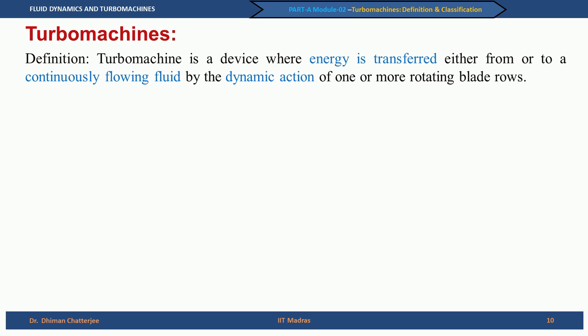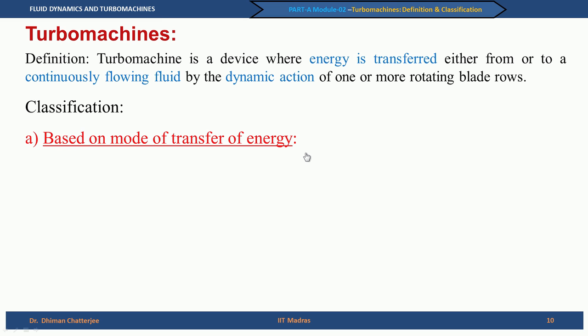First, the term which has been highlighted is energy is transferred. Like I told you that fluid machines, there should be a transfer of energy, and that transfer of energy takes place either from the continuously flowing fluid or to the continuously flowing fluid. So, that means there are two distinct types of turbo machines, and why is continuously flowing fluid highlighted? To contrast it from the discontinuous flows or ripple flows, as we have seen in case of positive displacement machines. So, this brings us to the next item, which is the classification of turbo machines.